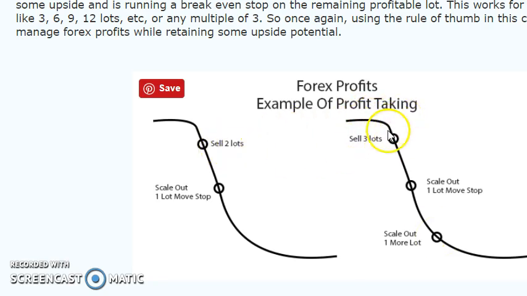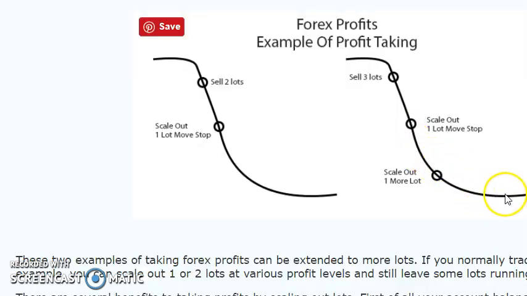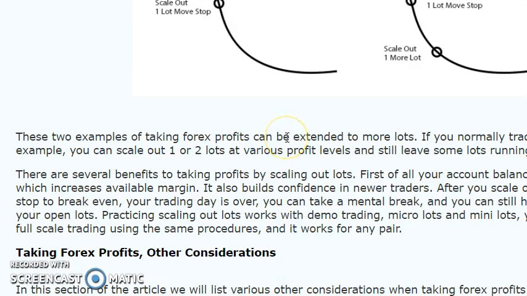In all cases, all you're doing is reducing your position size and scaling out lots. And then you keep evaluating the market to see where the market goes. You reevaluate the trends, and then you decide if you want to hold on to that last lot or if you think this might be an exit point.